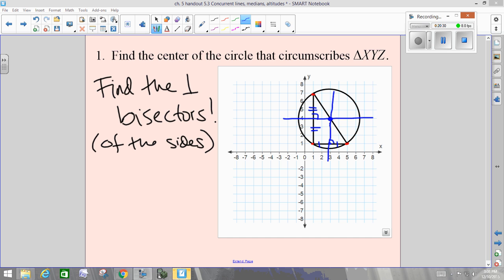This point is equidistant to the vertices. It's the same distance to each vertex on the triangle. In relation to the circle, that means that's the radii. So that's the center of my circle. What is its ordered pair? 3, 4.